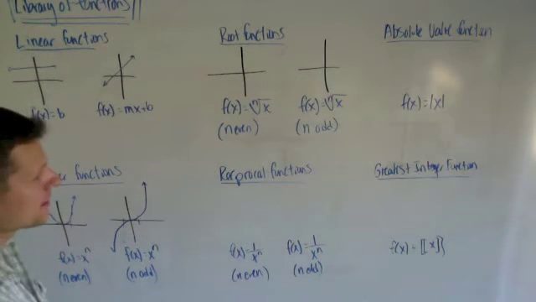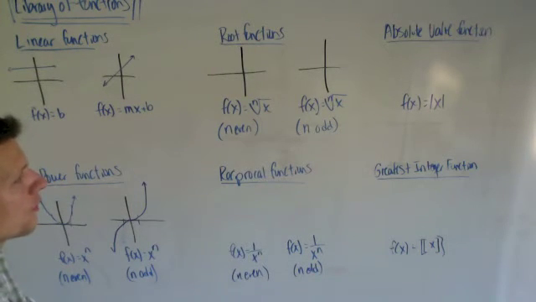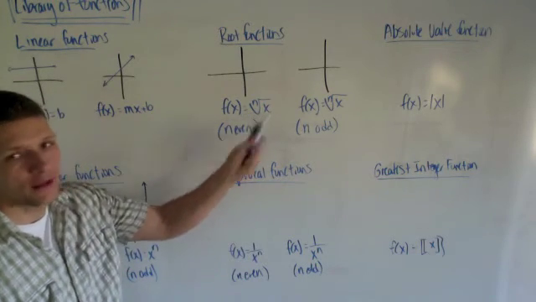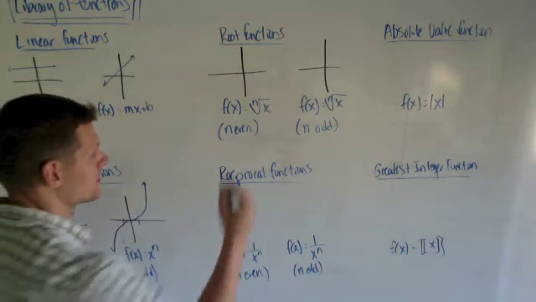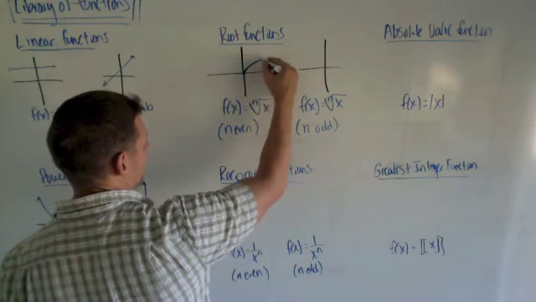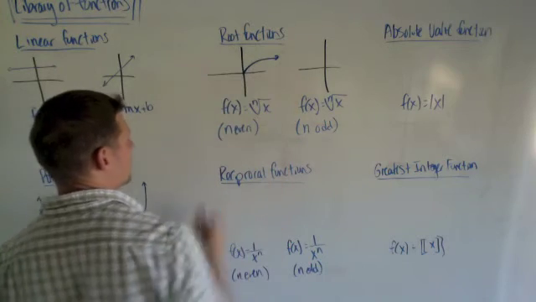If we have f of x equals the nth root of x, we know that if n is even, we can't have a negative value for x. So that restricts our domain. Turns out these functions have the form that look like this. They're kind of slow growing.